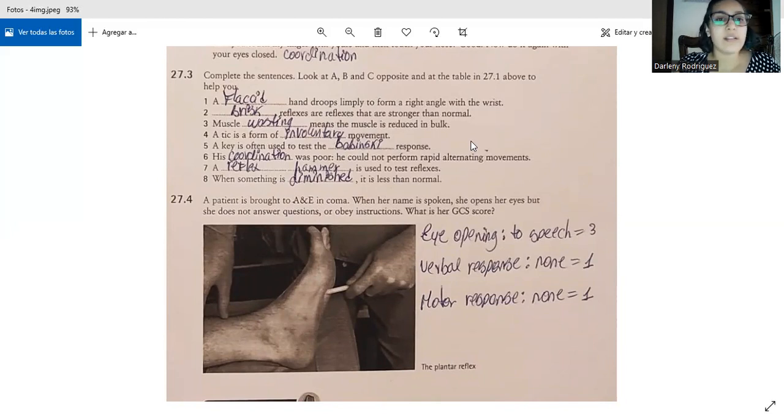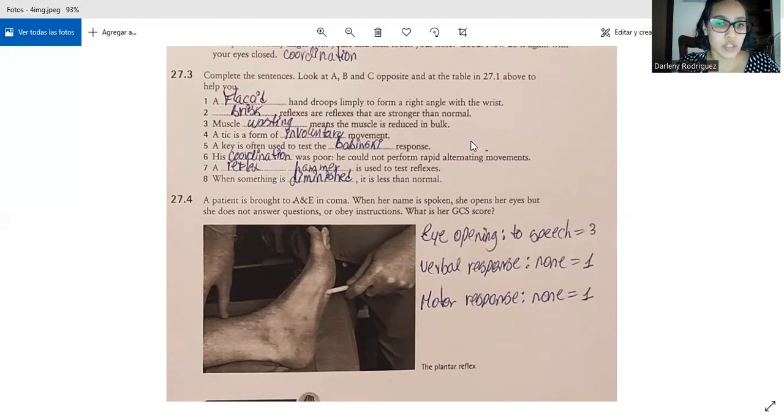Point number 1. A flaccid hand drops limply to form a right angle with the wrist. 2. Brisk reflexes are reflexes that are stronger than normal. Muscle wasting means the muscle is reduced in bulk. A tic is a form of involuntary movement. A key is often used to test the Babinski response.